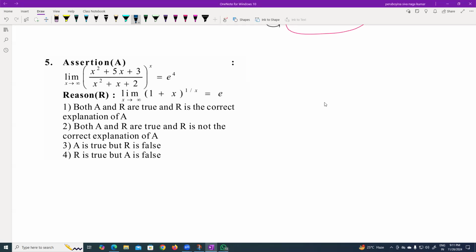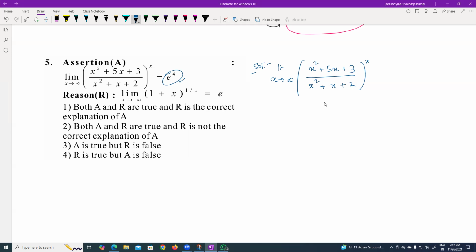First, we will check whether the assertion is correct or not. The given problem is the limit as x tends to infinity of ((x square plus 5x plus 3) divided by (x square plus x plus 2)) whole power x. They said it is e power 4. We will solve this question. If we get e power 4, then we can say it is correct, it is true.